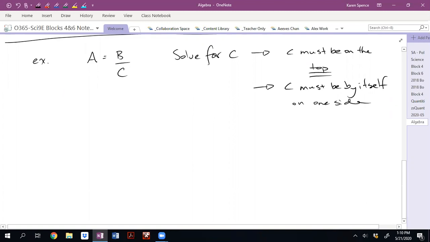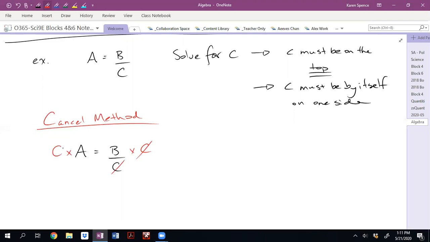So hey, C is not on the top. So we're going to use the cancel method here. And this is where we either multiply or divide to get things to cancel out. So we have A is equal to B over C. I don't want C on the bottom. So I'm going to cancel it out over here, which allows me to also multiply it over here, which has now brought C to the top.